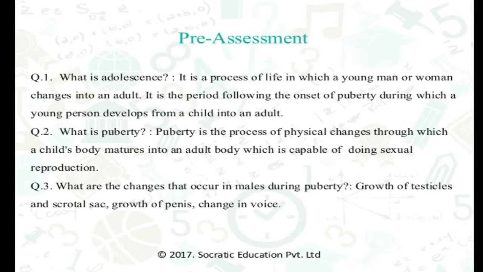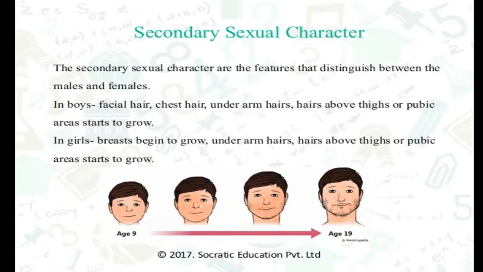Now let us move ahead and have a look at what we understand about secondary sexual characters. In humans, visible characteristics develop that differ between the male and female body. In boys, growth of Adam's apple, deepening of voice, facial hair and chest hair happens, whereas in girls, feminine voice, development of breasts, underarm hair, acne, and hair above the thighs and pubic areas happens. This all happens over a wide range of ages from puberty to adulthood.